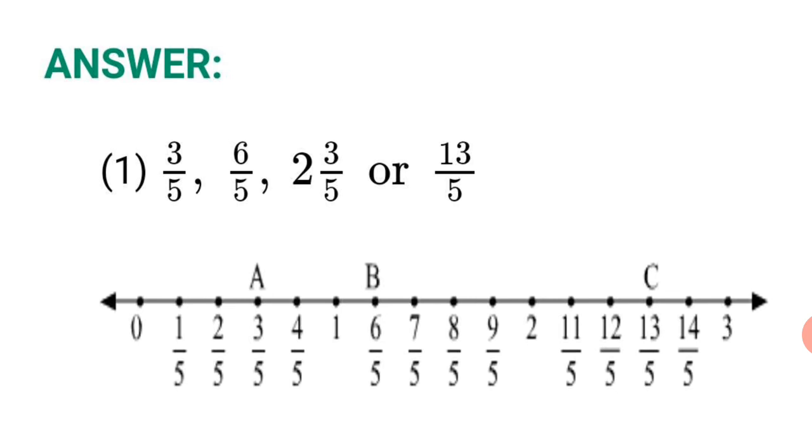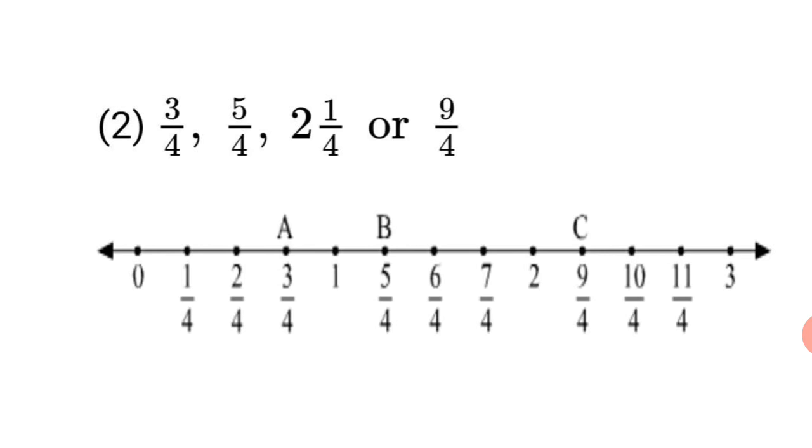Let's go to the second question. The denominator here is 4. So accordingly, you will draw a number line. From 0 to 1, you will make 4 parts. 1 to 2 also 4 parts. 2 to 3, 4 parts and so on.